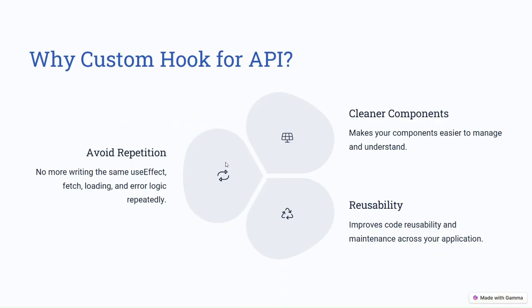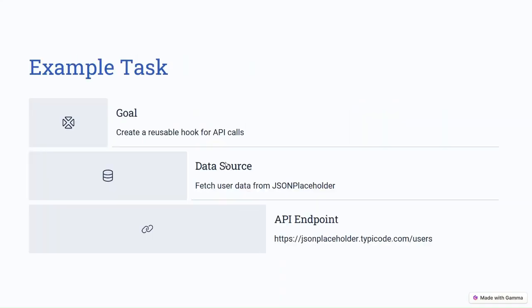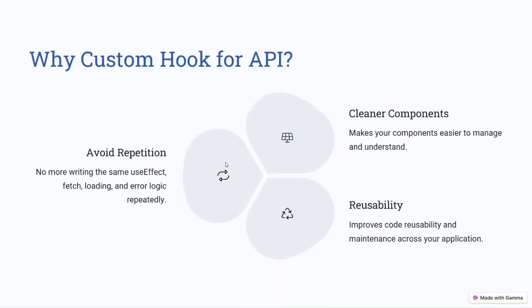Okay. So for that we'll move to the coding section. Then I'll tell you about the folder structure, how it should be, and I'll tell you which API we are going to use. Okay. So that we will see guys. As I told you, it will avoid the repetition. So no more writing the same useEffect, fetch, loading, and error logic repeatedly. And a cleaner component makes your component easier to manage and understand. And reusability improves the code reusability and maintenance across your application.